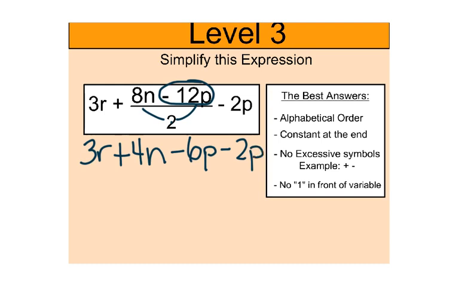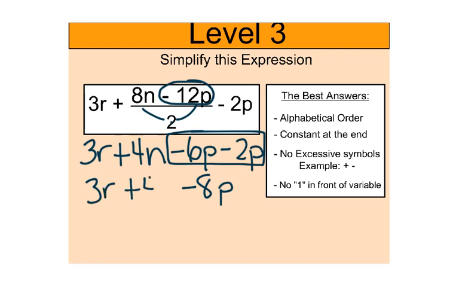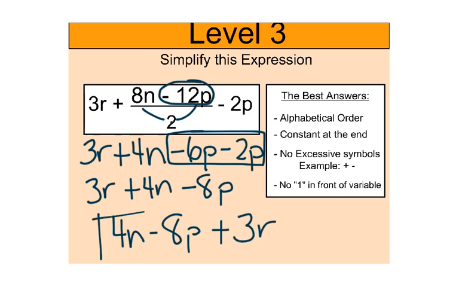I'm going to combine like terms. When I do that, negative 6p minus 2p makes negative 8p. I have my 3r plus 4n. Now I need to put it in alphabetical order. I'm going to start with my 4n, then I'm going to put minus 8p, and finally my plus 3r, and that would be my final answer.